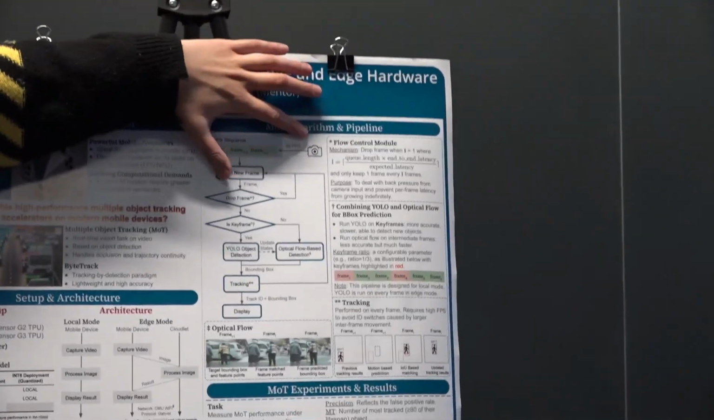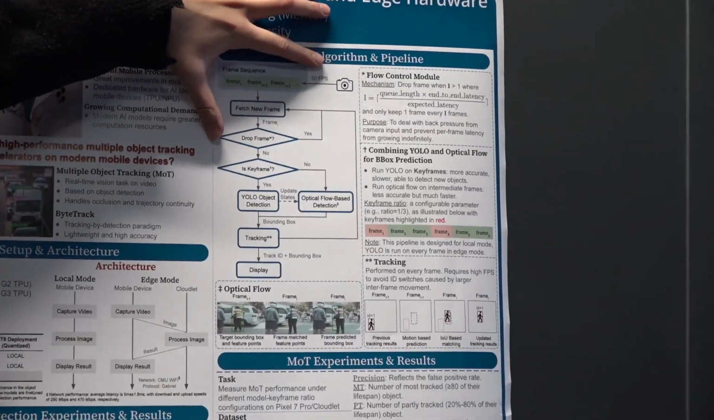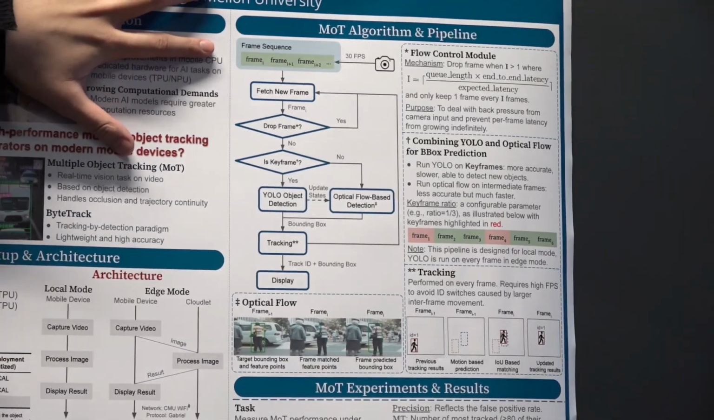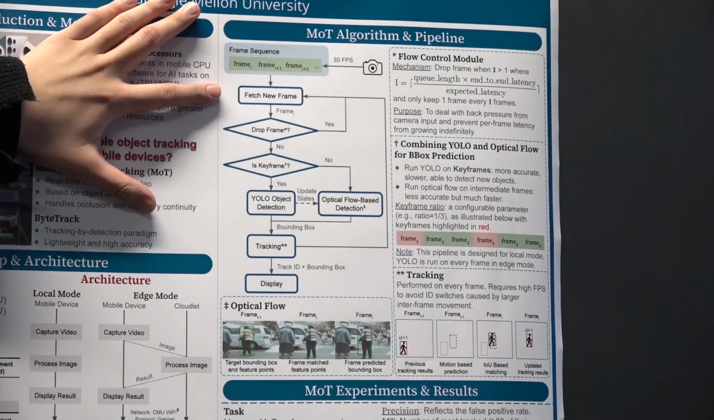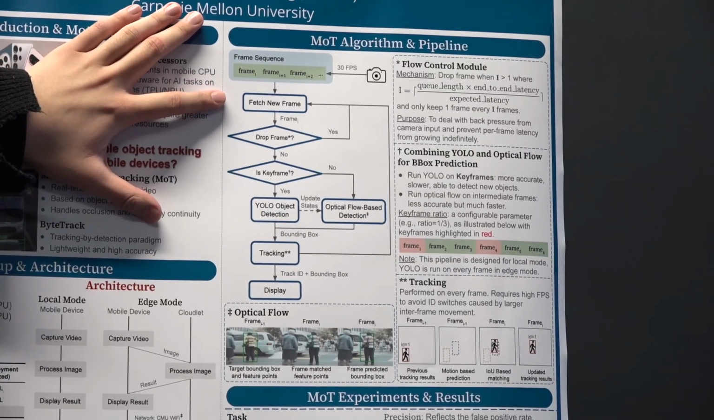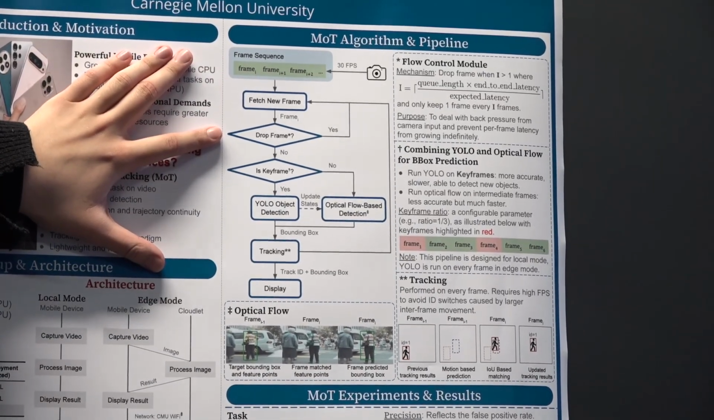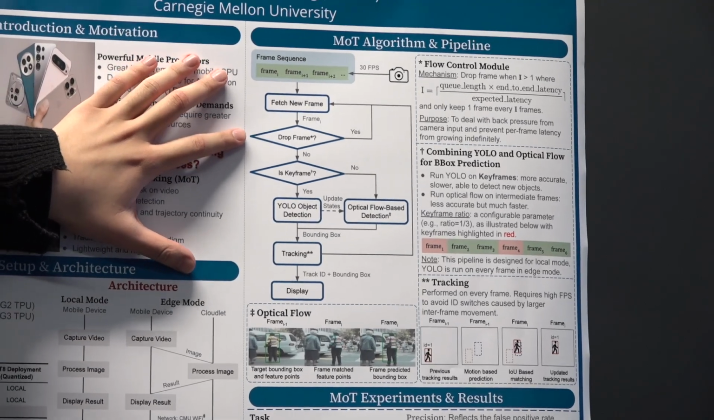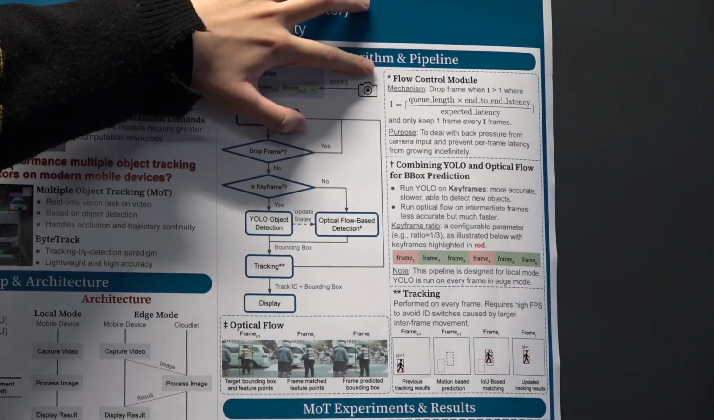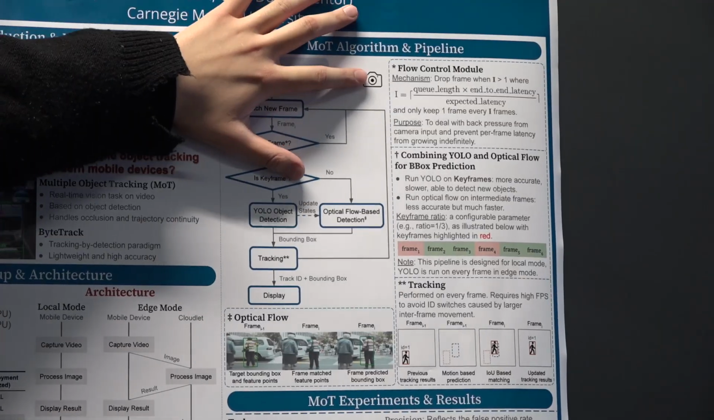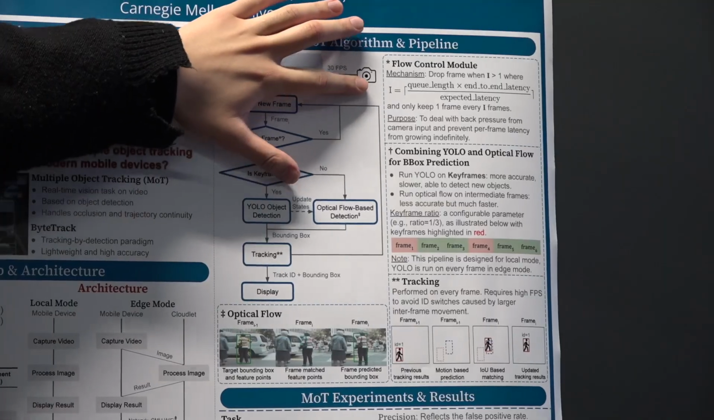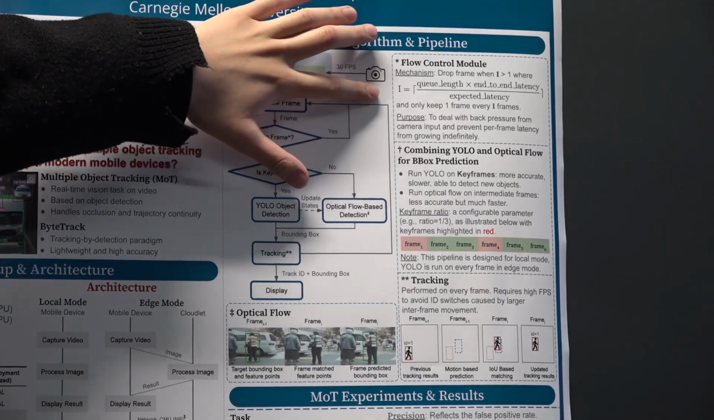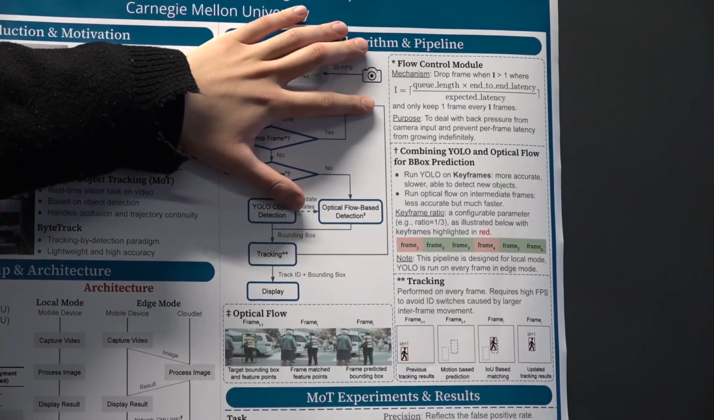So for the MOT pipeline, first we have a camera which captures the video at 30 FPS, and each frame of the video is put into a frame queue. Each time we only fetch one frame from the frame queue. The first step is to determine whether to drop this frame or keep it, and we use a flow control module here. The mechanism is that we drop frames when I is greater than 1, where I equals this complex equation, and we only keep one frame for every I frames.